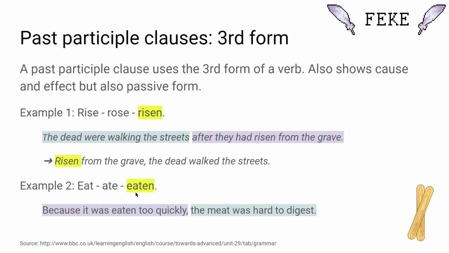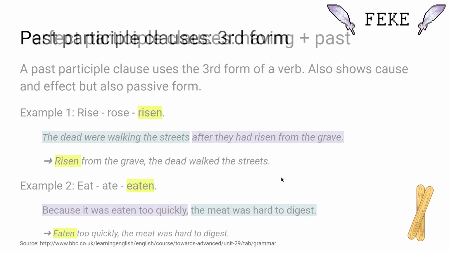And we want to put eaten at the beginning of the sentence, and it would sound like this. Eaten too quickly, the meat was hard to digest. Once again, we omit parts of the sentence since it's already expressed through the participle clause. We save some words, but we retain the meaning.